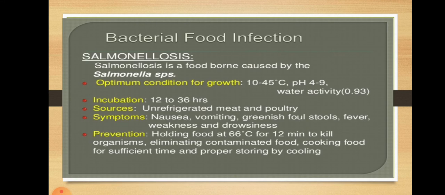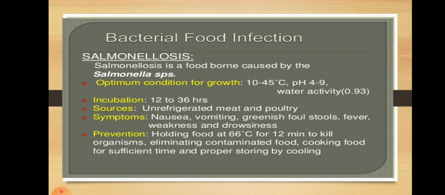Food infection is caused by bacteria, virus, and parasitic pathogens. Firstly, we begin with bacterial food infection. The most predominant one is salmonellosis. It is a foodborne disease caused by Salmonella species. Optimum conditions for the growth of this bacteria are 10 to 45 degrees centigrade at a pH of 4 to 9 with a water activity of 0.93.